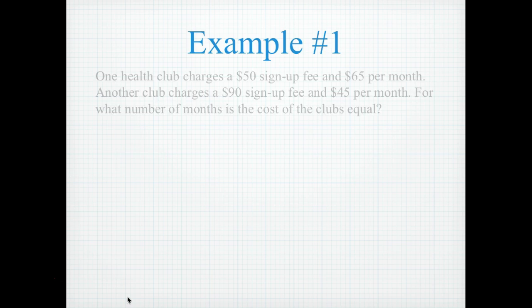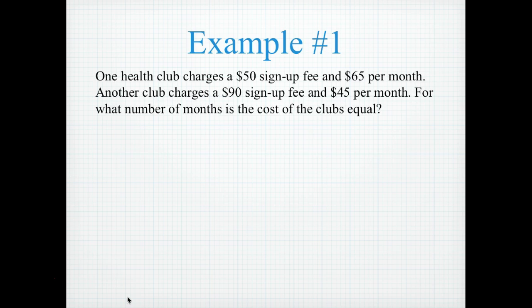One is going to be that of an equation, and the second one is going to be that of an inequality. In our first example, we're analyzing the cost of two health clubs, trying to decide which one is going to be better for our membership. One health club charges a $50 sign-up fee and $65 per month, and another club charges a $90 sign-up fee and $45 per month. For what number of months is the cost of the clubs equal? For this, we're trying to figure out a breaking point.